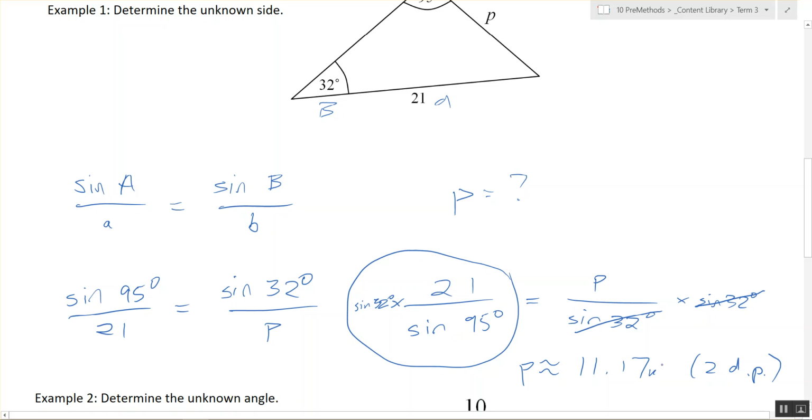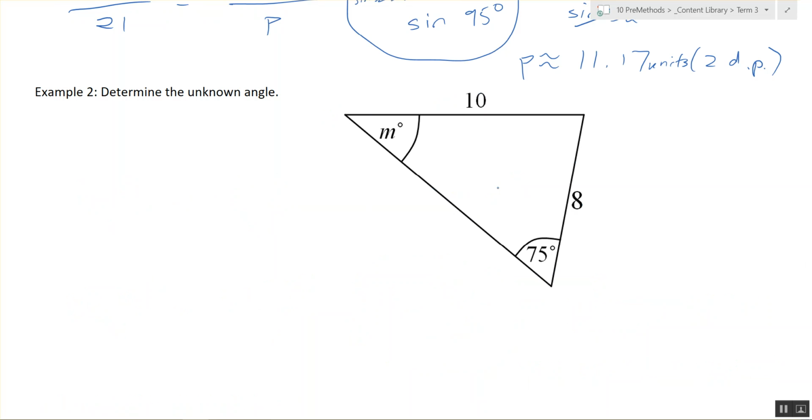It's not a special triangle. Any questions? The opposite of sine, does anyone remember? Sine -1. So you do sine -1 on both sides. Hopefully you wrote the rule with the angle on the top, because we're finding an unknown angle.